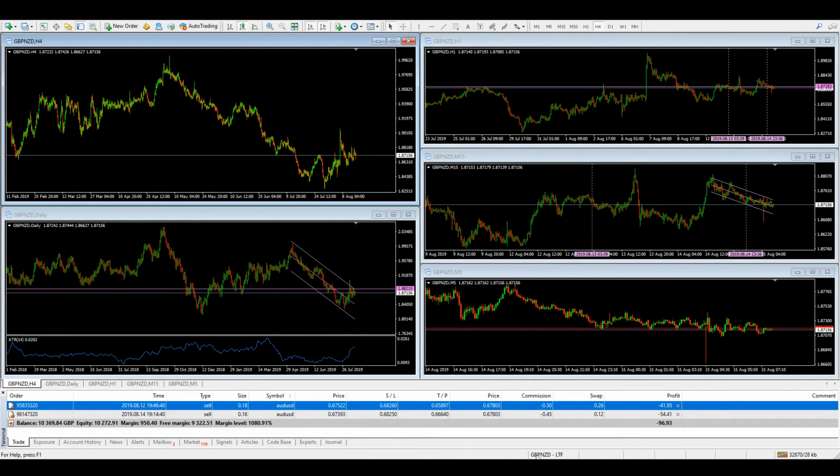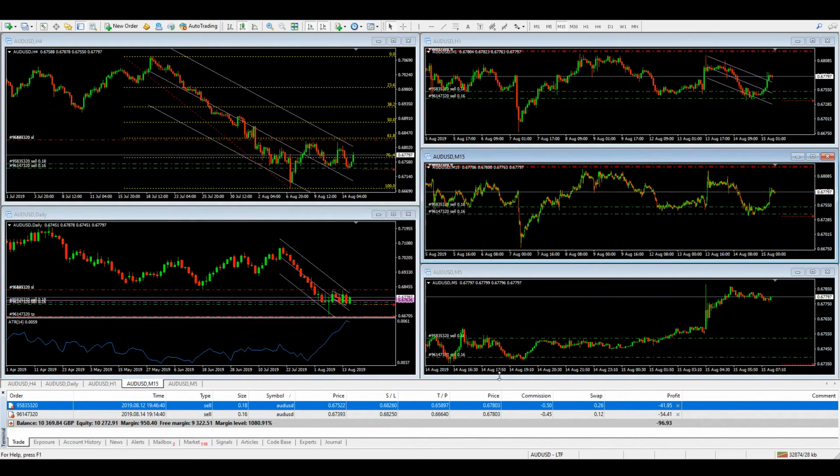Let's just have a look at AUD USD, which is the other position I'm in. So I did decide to scale into this, so I've taken additional position to the short side on the hourly. Let's just find out whereabouts that would have been. I think it was around this candle.